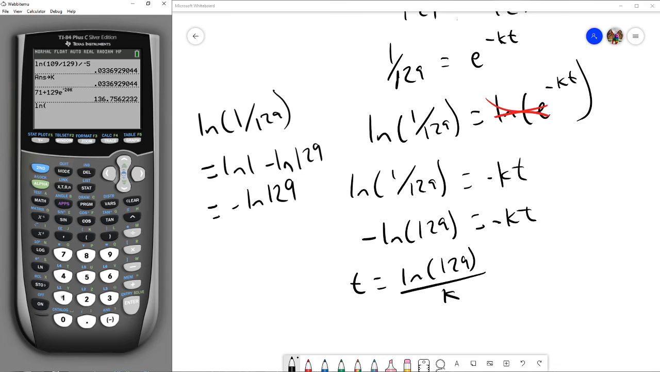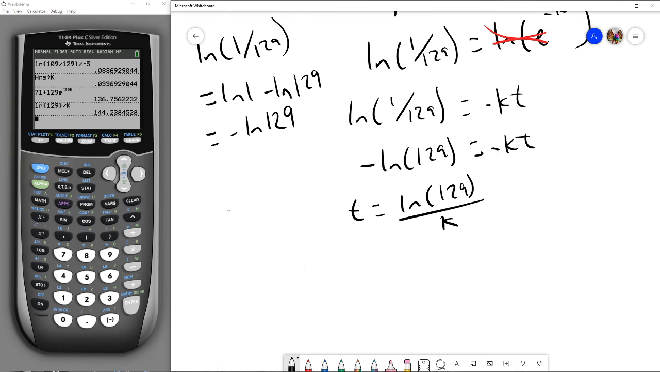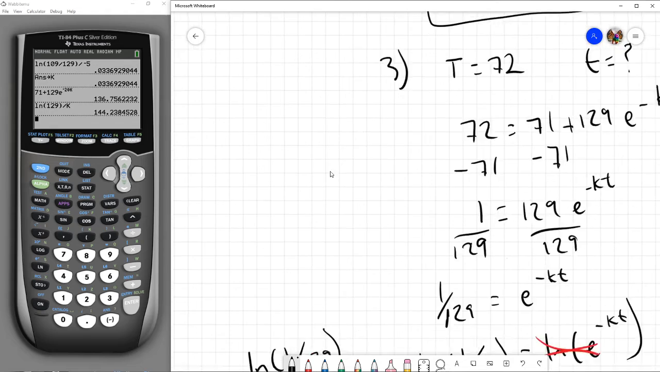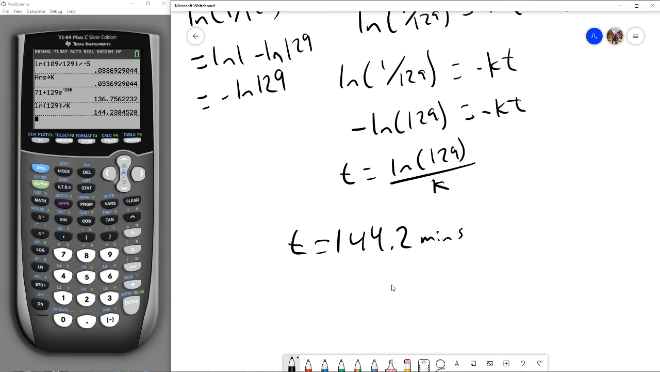So let's see here, natural log 129 divided by k. So we get t here equaling 144. Interesting. So t here is going to equal 144.2 minutes. So it took 20 minutes to cool down to 136 degrees, almost 137 degrees. It will take 144 minutes to cool down to 72 degrees.